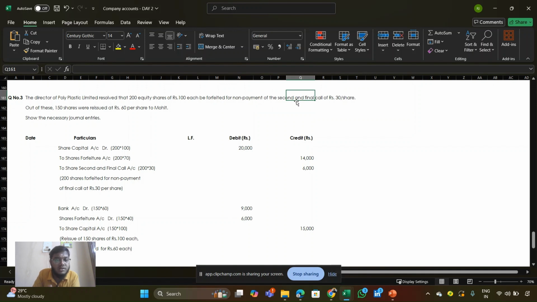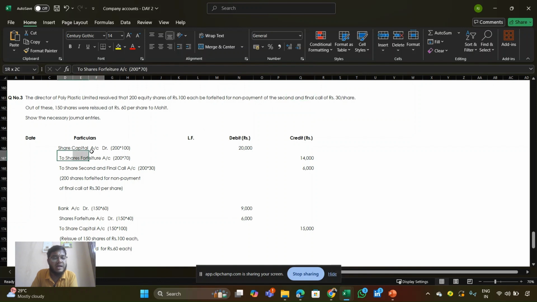Out of these 200, 150 have been reissued. So in 200, only 150 have been sold. The balance they didn't sell. 150 have been sold at 60 per share to Mohit. Show the necessary journal entries.